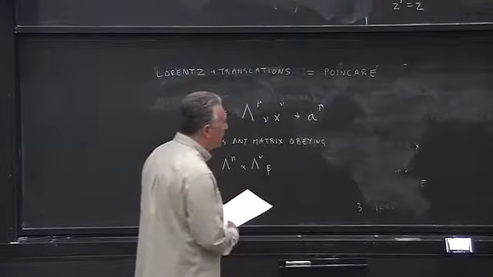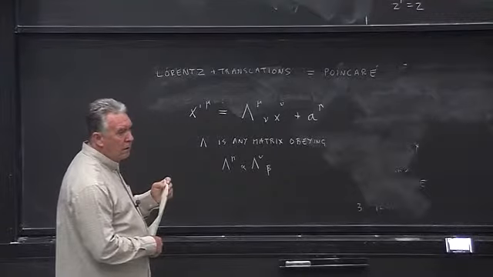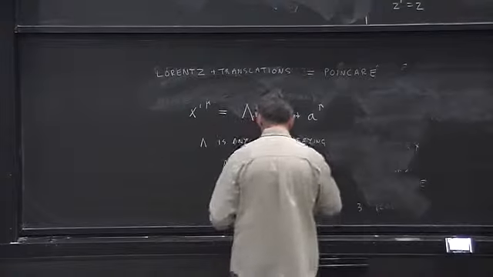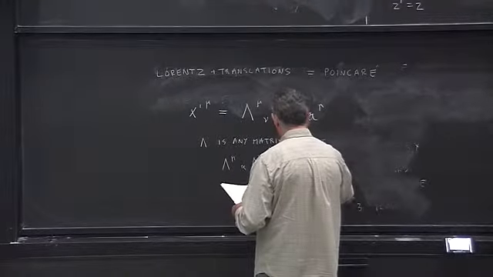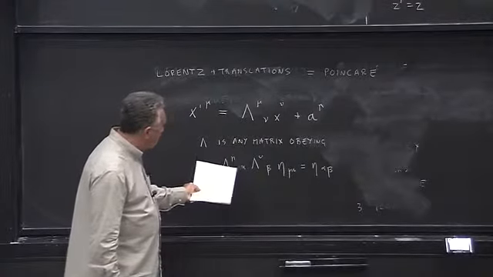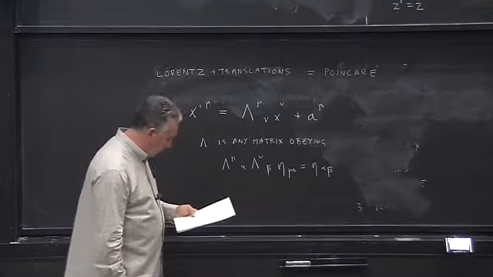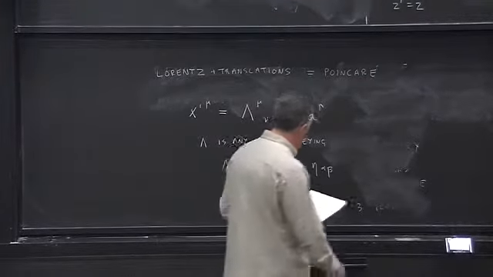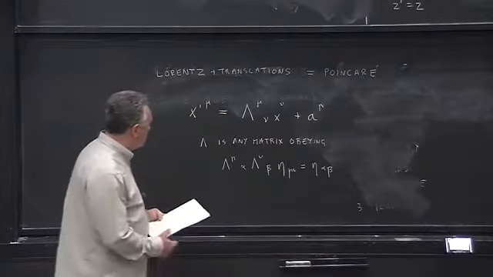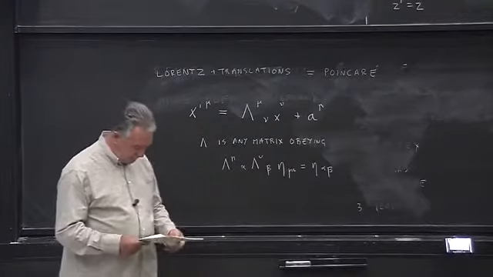Now you can check that if I put any old matrix there, lambda mu nu, the line element won't be invariant, but it will be invariant provided, and I'm summing over indices, lambda mu alpha, lambda nu beta, eta mu nu is eta alpha beta. So that is in fact the definition of a Lorentz transformation. It's given by any matrix that obeys that equation.